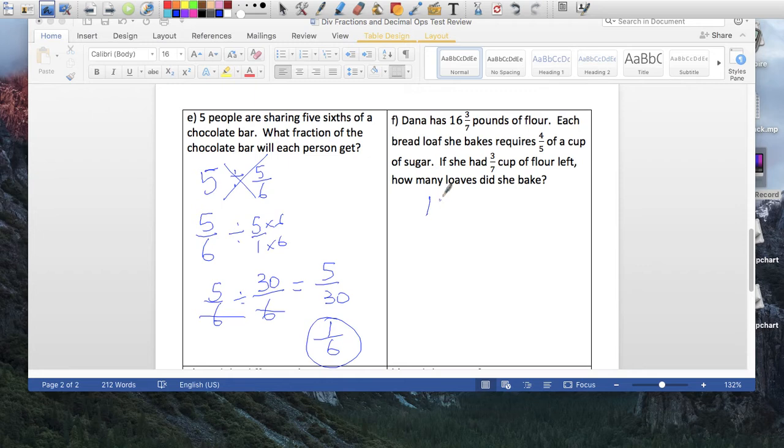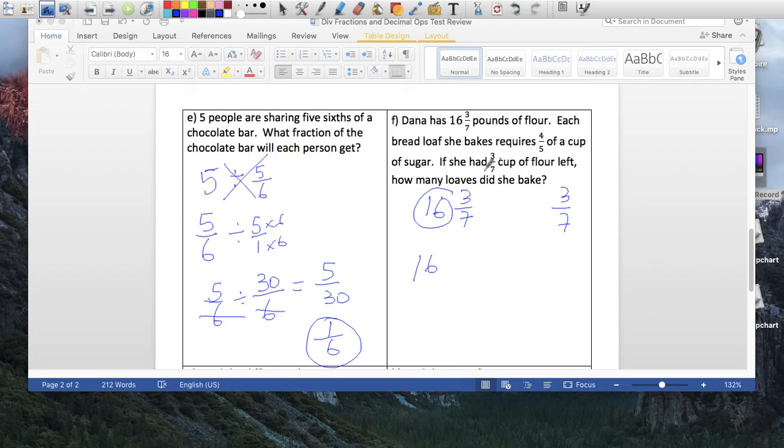Well, one thing you have to know in this question is this is what she has, and this is what she has left over, right? Which means that she used 16 cups and the 3/7 left over. So in essence, this is what she used, not 16 3/7, because you ended up with 3/7 left over, right? So she used 16 pounds of flour. Wow, is this pounds of flour?